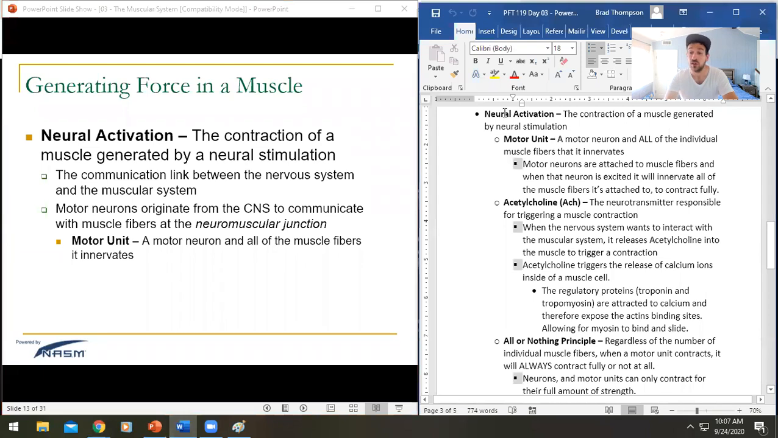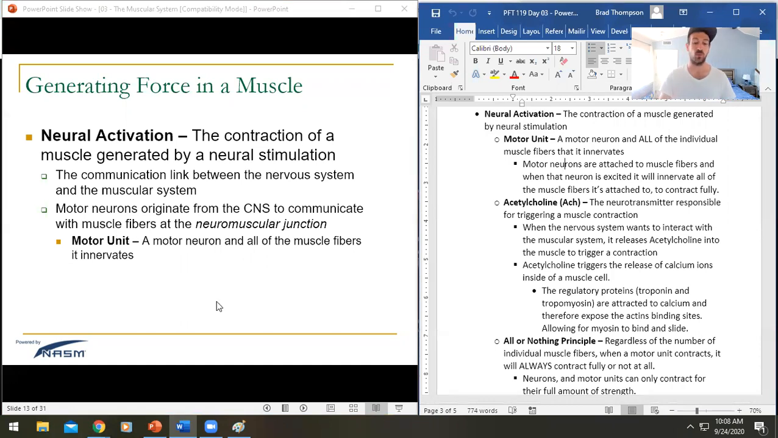So, neural activation. This is where we start calling it your neuromuscular system. It's the contraction of a muscle generated by neural stimulation. Neural activation is the link between your nervous system and your muscular system, and it's where you have motor neurons. We have our three types of neurons: sensory, interneurons, and motor neurons. A motor neuron travels from the brain and zaps a muscle and gets your muscle to contract.